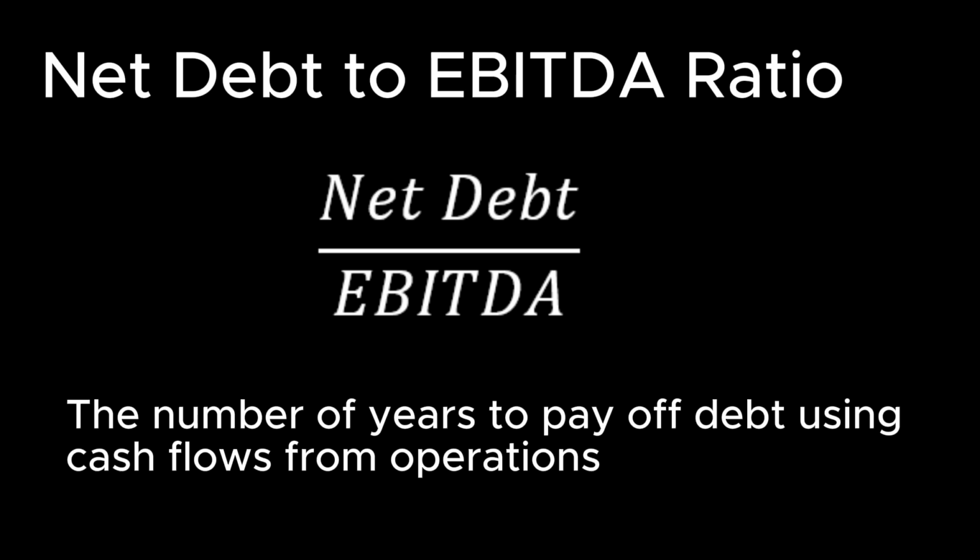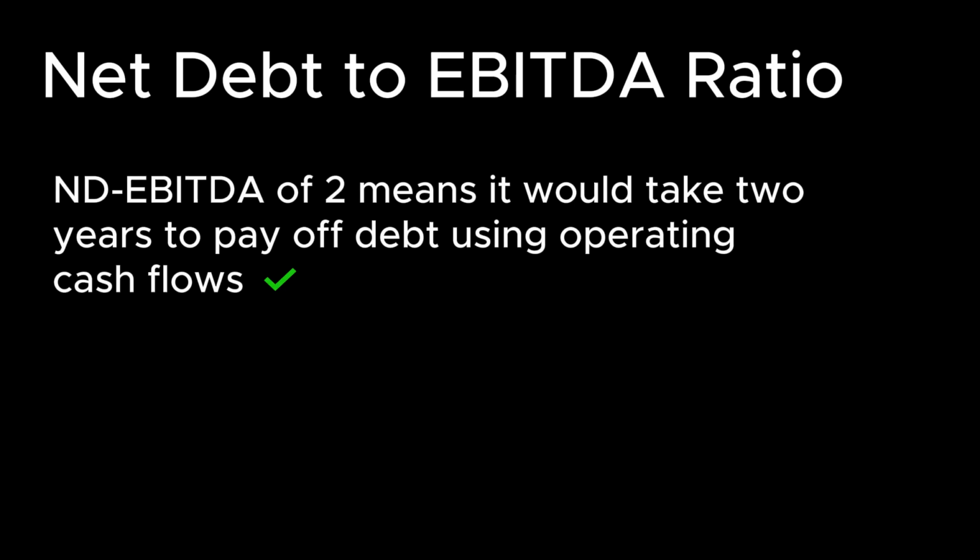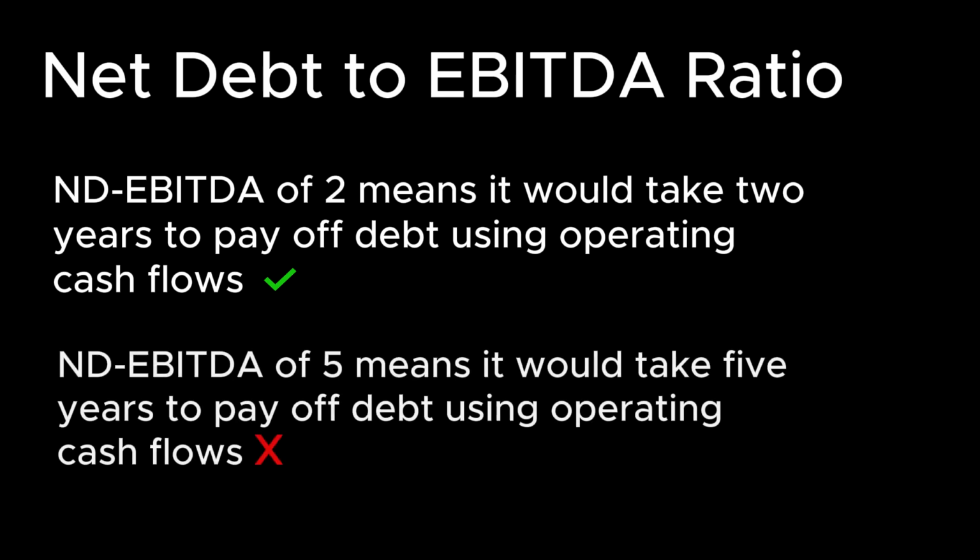Now again, the ideal ratio for this depends on the industry. But in general, a net debt to EBITDA ratio of 2 means that it would take the company 2 years of current profits to pay off its debt, something which most lenders would consider healthy. A net debt to EBITDA in excess of 5 would mean that it would take the company more than 5 years of profits to pay off its debt burden. Ratios in excess of 5 are often seen as a sign of high leverage.